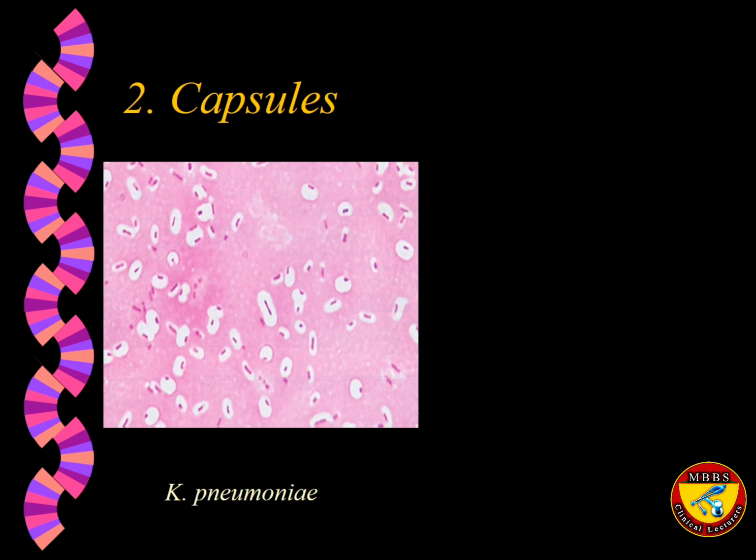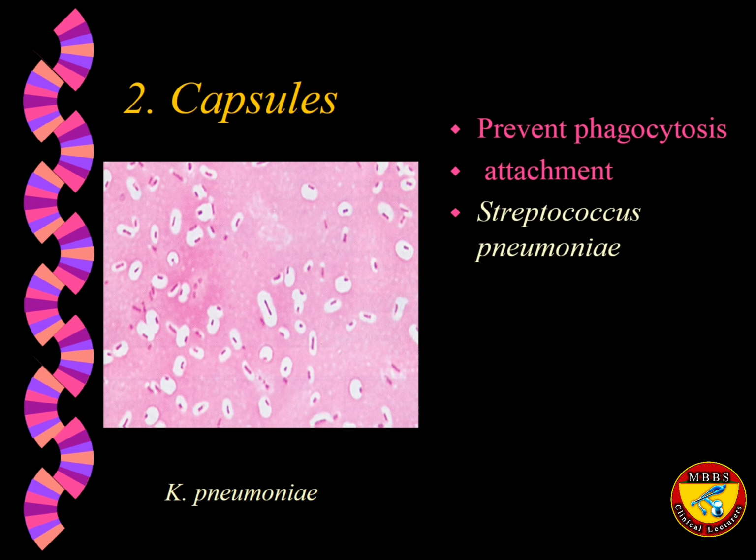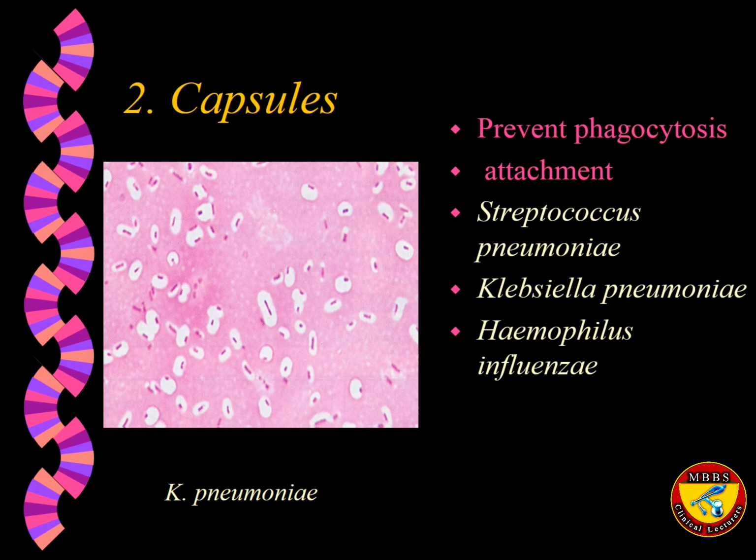Okay, another factor for microorganisms is the presence of a capsule. A large capsule is antiphagocytic. Here is shown a Gram-stained picture of Klebsiella pneumoniae showing a large capsule which prevents phagocytosis and causes attachment. It is also present in Streptococcus pneumoniae, which is a cause of pneumonia, and in Haemophilus influenzae, which again causes pneumonia and meningitis.